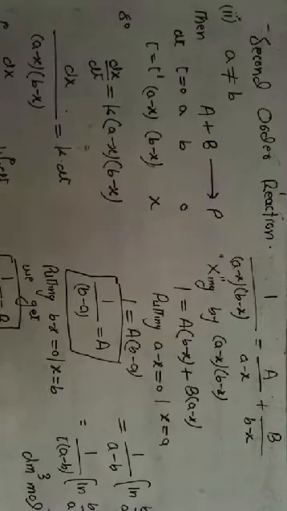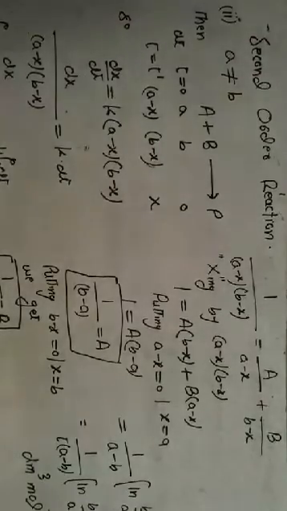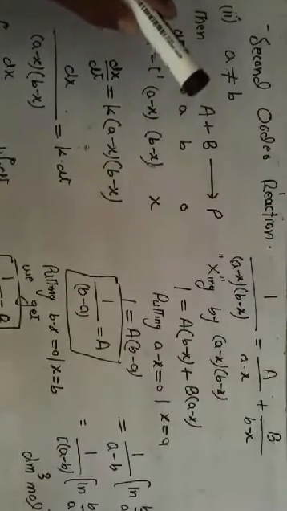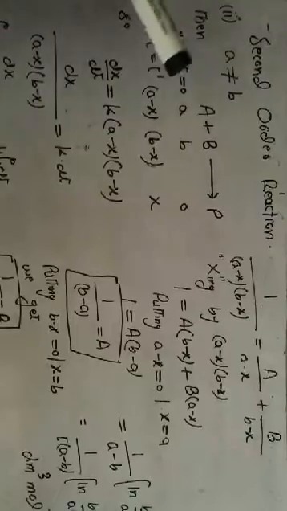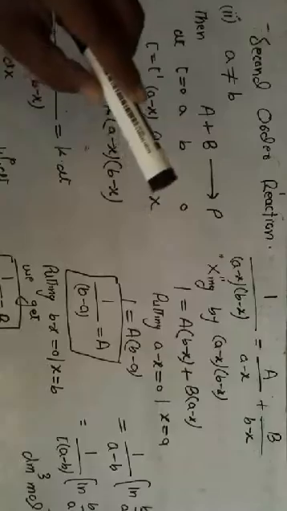In this video, we will discuss the second case of the second order reaction in which A is not equal to B. So in which A is not equal to B, there are two reactants A and B that undergo a chemical reaction to give us product P. When time t is equal to 0, the concentration of A will be A and the concentration of B will be B, and the product is 0.